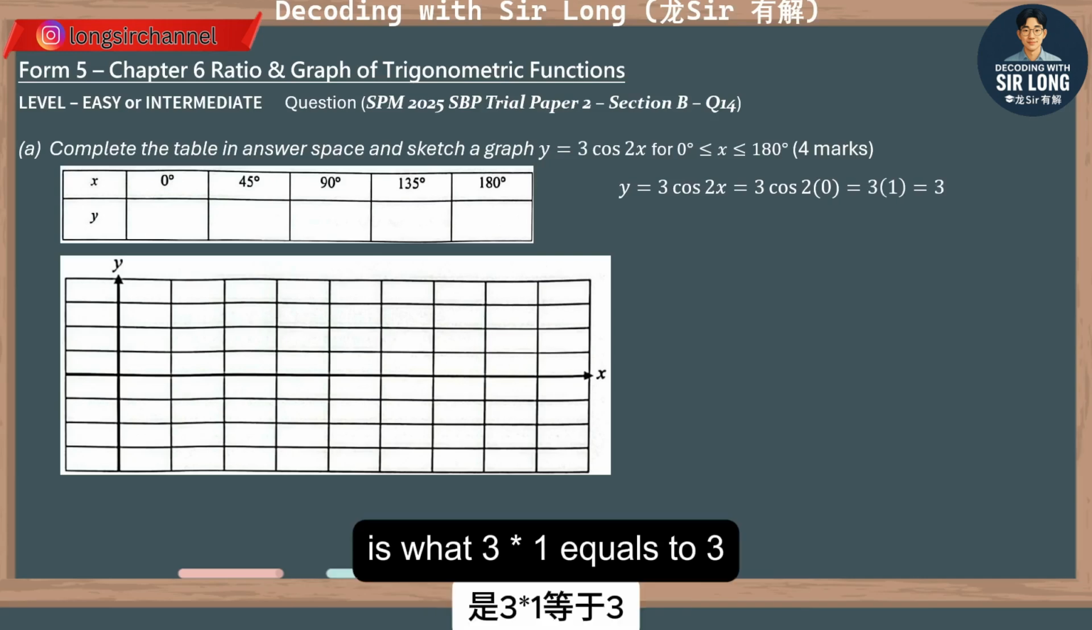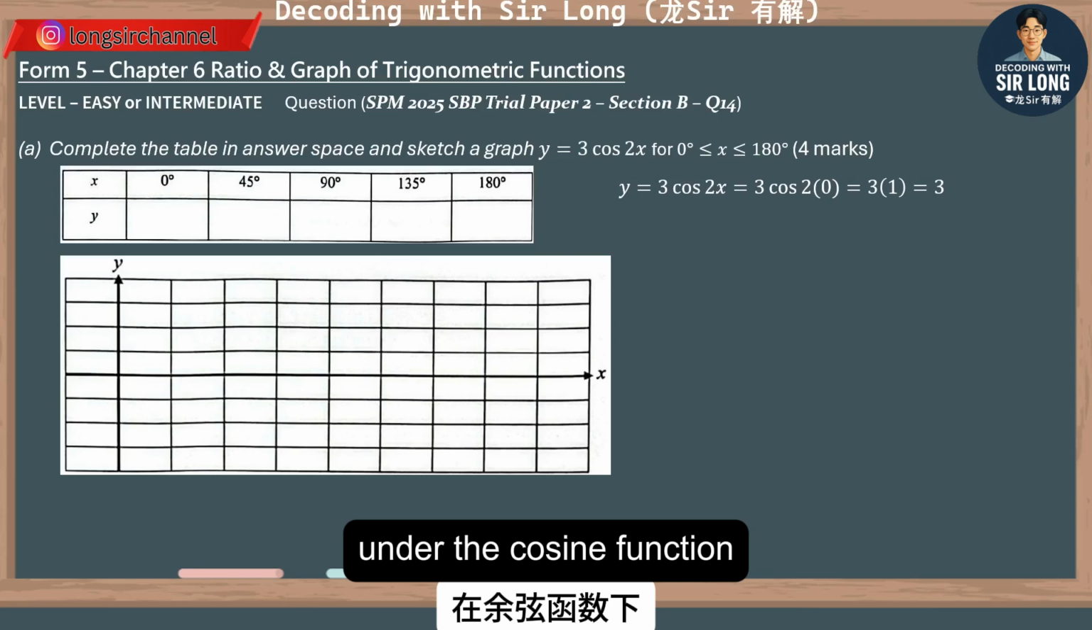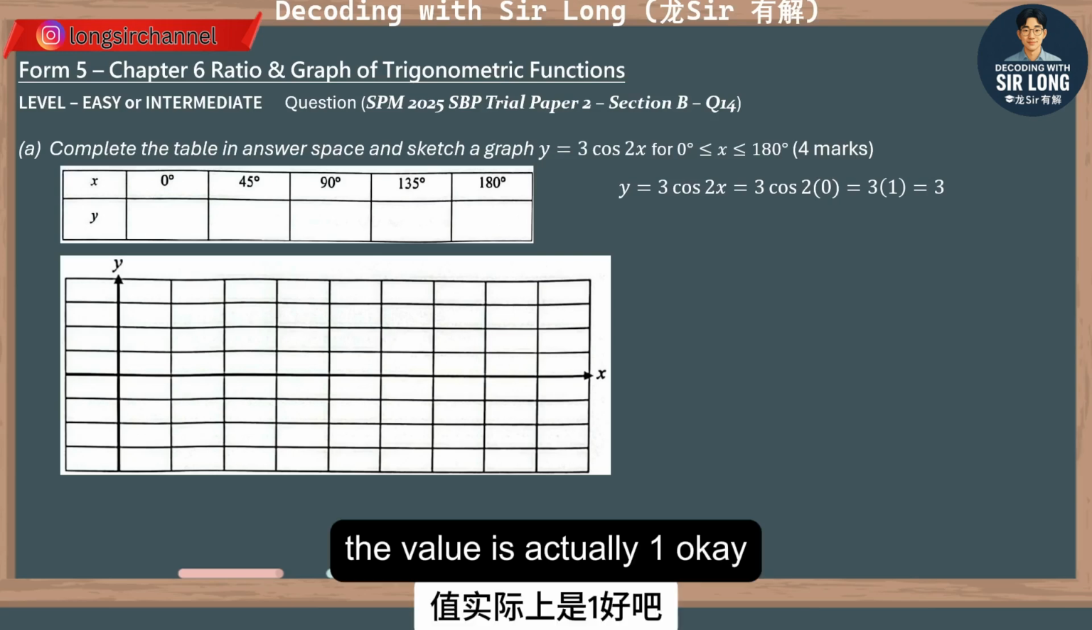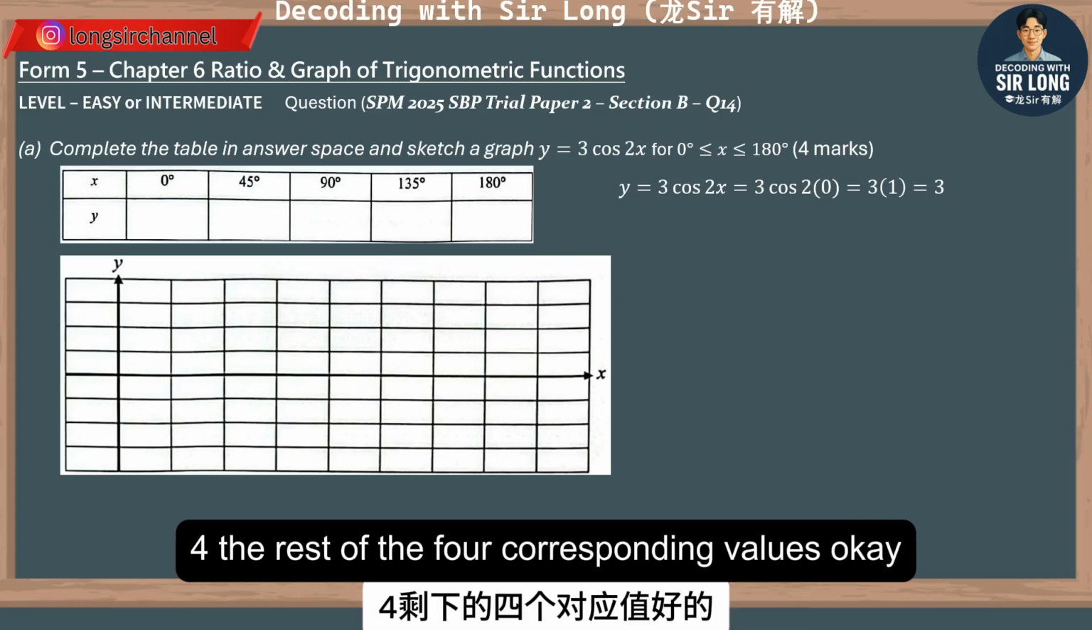3 times 1 equals 3, because we know that when the angle is 0 degrees, the cosine value is actually 1. Okay, so we do the same thing for the rest of the 4 corresponding values.